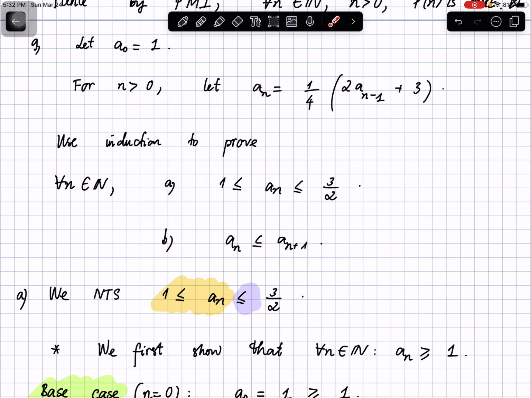The first one is, for all natural number n, a_n is greater than or equal to 1 and less than or equal to 3 over 2. And the second one is a_n less than or equal to a_{n+1}. So in fact, we are proving that the sequence a_n is increasing, and it's bounded from below by 1. It's bounded from above by 3 over 2.